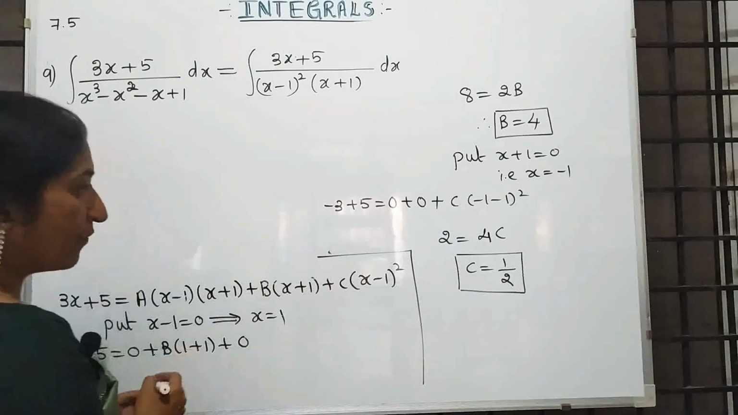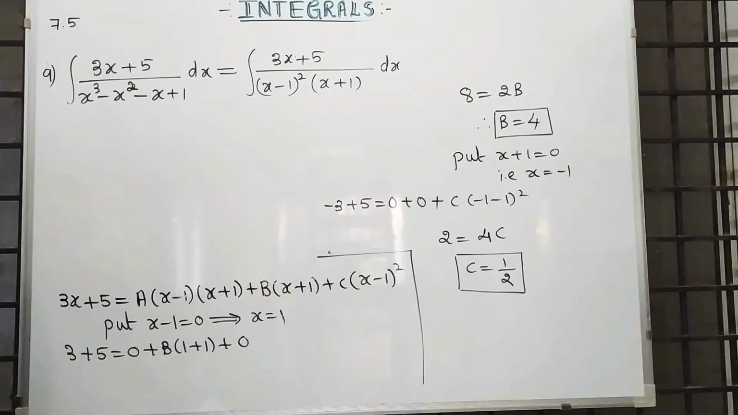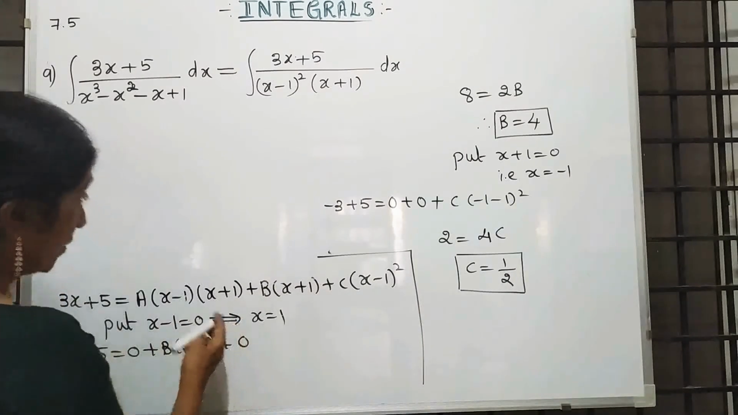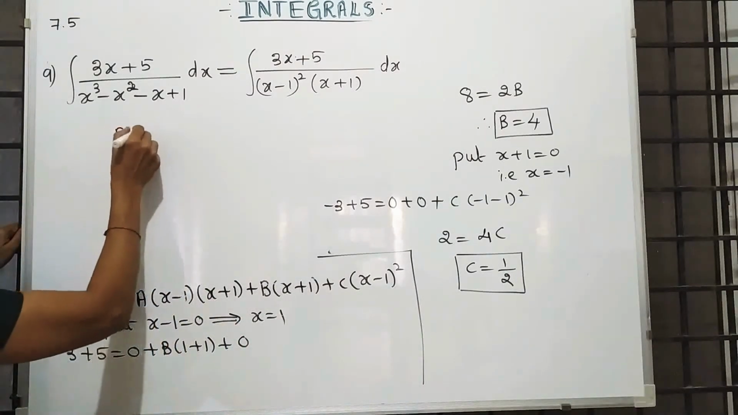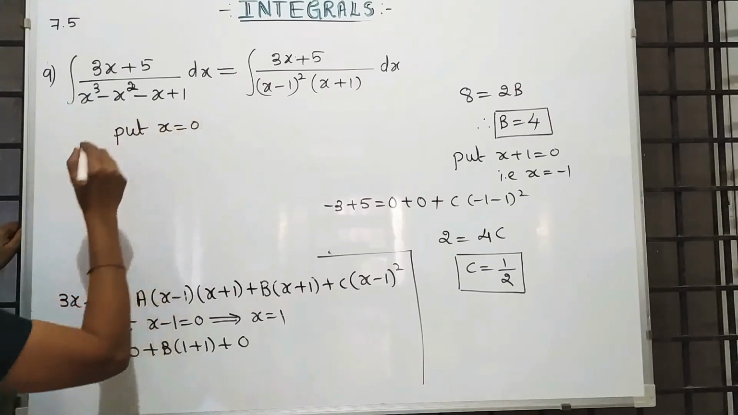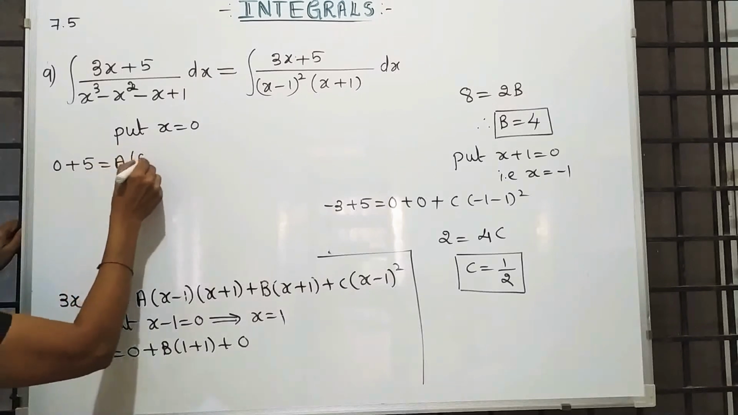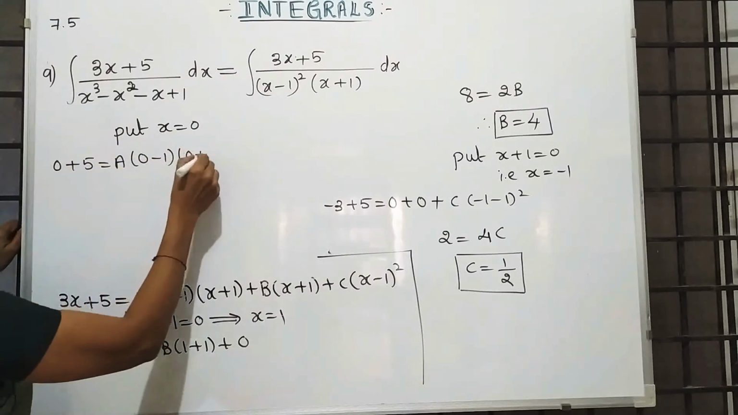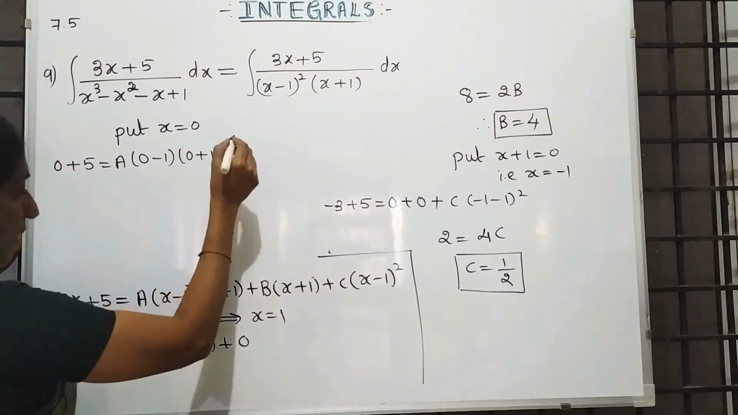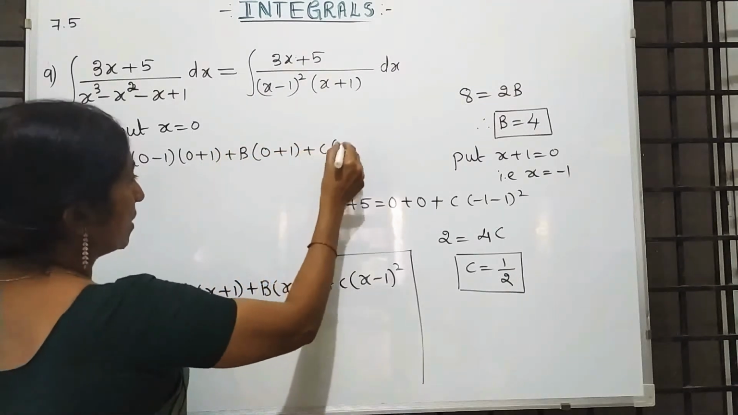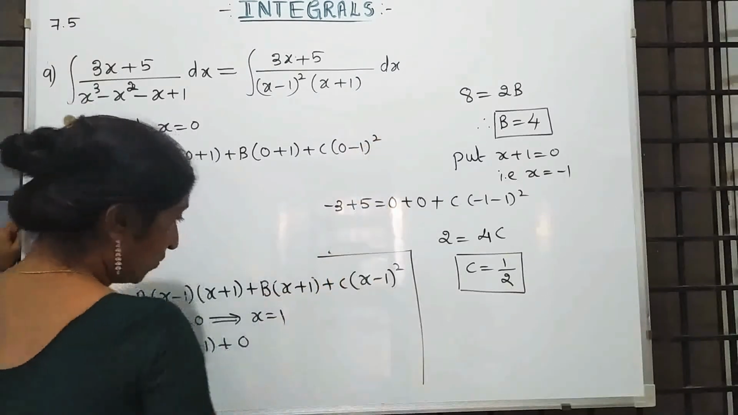Out of three alphabets we calculated two constants, unknown values b and c. For the third one, put x is equal to 0. So 0 plus 5 is equal to a into 0 minus 1, 0 plus 1, plus b into 0 plus 1, c into 0 minus 1 whole square.